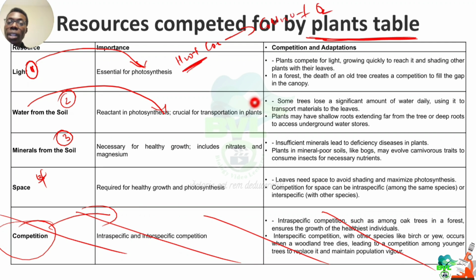Now, this water is important. If the water is not enough, photosynthesis can be affected as well, even though it's quite hard for photosynthesis to be affected by water. All right.